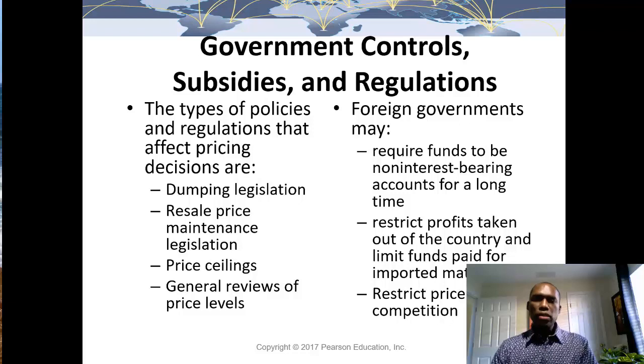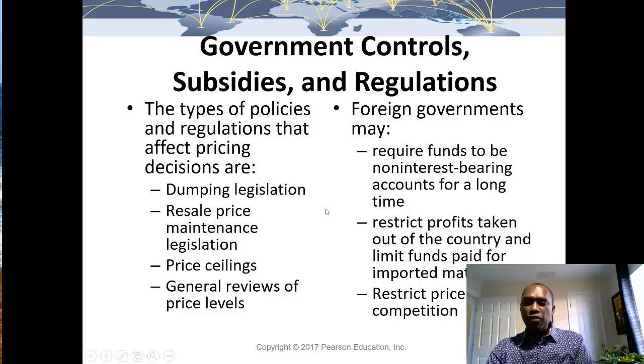And of course, when you have government controls providing subsidies to local companies, it may put you at a bit of a disadvantage unless you get subsidies from your own government. So you're going in, and your competitors are getting subsidies from the government. Subsidies can be a low interest rate. It can be a loan. It can be all kinds of assistance, technical assistance that they're providing, so that that foreign company can be in a better position to compete against you, and you're the foreigner coming in. And then there's also dumping legislation, so you can't come in and just undercut the market. Price ceilings and all of these other factors that are extremely important.